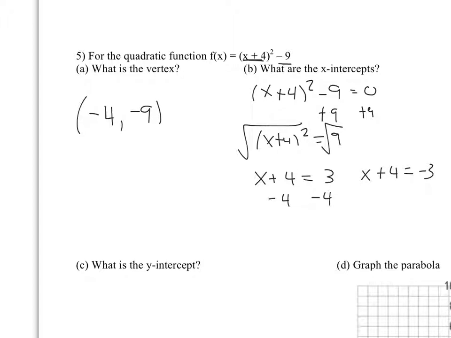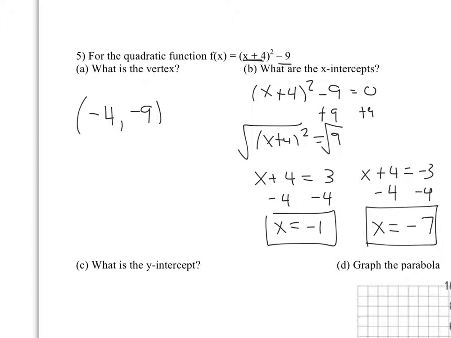So solving the same step, we have to subtract 4 from both sides, but on this one of my intercepts is negative 1. The other intercept ends up being negative 7.